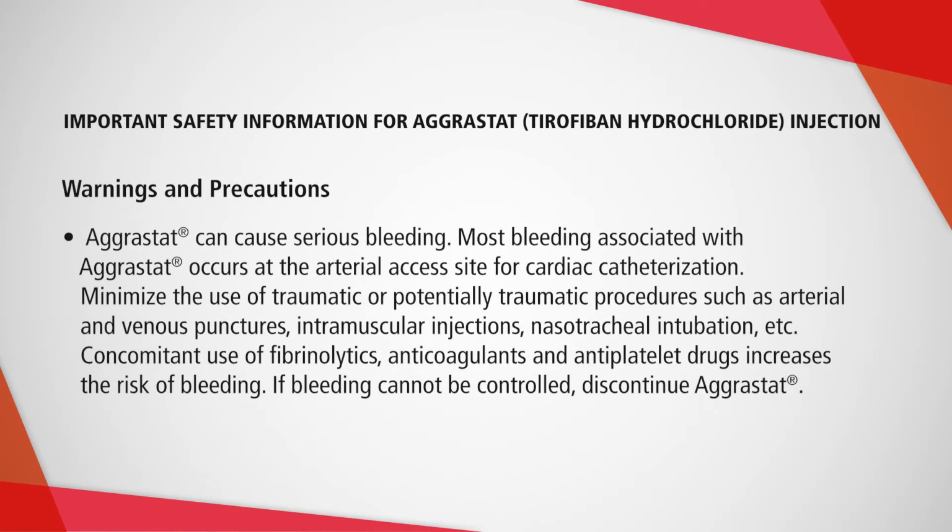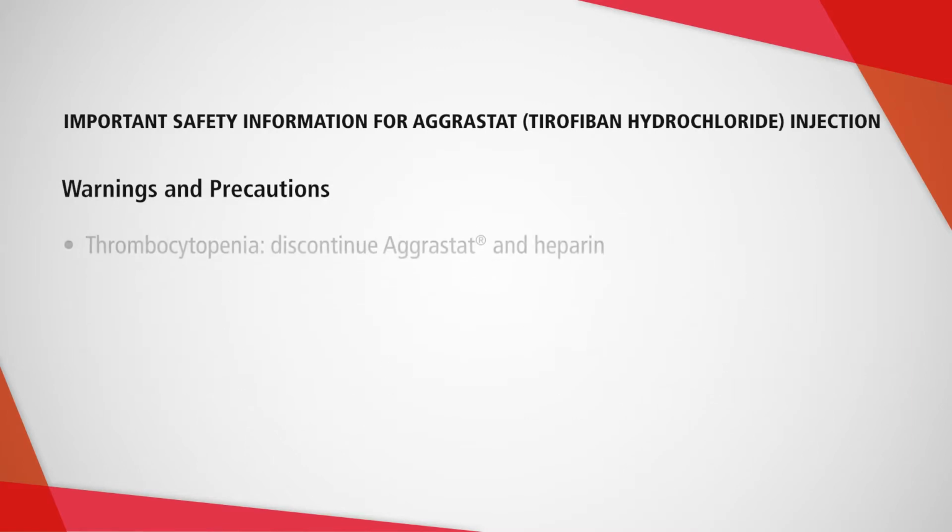Aggrastat can cause serious bleeding. Most bleeding associated with Aggrastat occurs at the arterial access site for cardiac catheterization. Minimize the use of traumatic or potentially traumatic procedures, such as arterial and venous punctures, intramuscular injections, nasotracheal intubations, etc. Concomitant use of fibrinolytics, anticoagulants, and antiplatelet drugs increases the risk of bleeding. If bleeding cannot be controlled, discontinue Aggrastat.